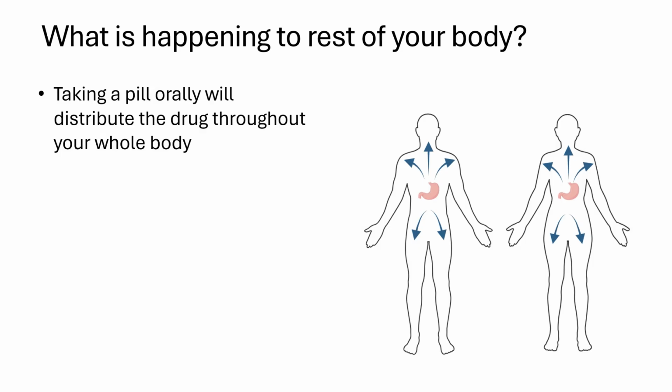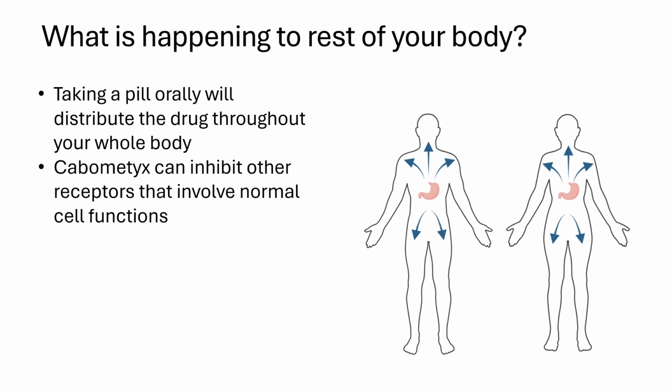If we're going to understand these adverse events, we're going to need some context. Cabometyx is an orally administered pill. When you take a pill, its contents are distributed through your whole body from your stomach. Like we talked about in the mechanism of action section, Cabometyx also disrupts healthy cell functions.